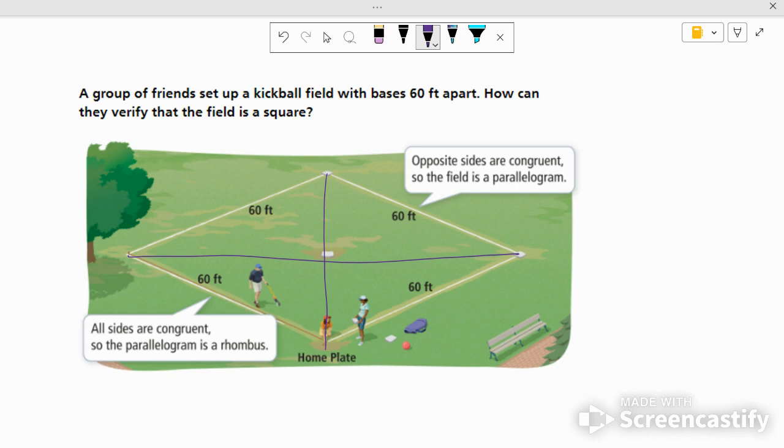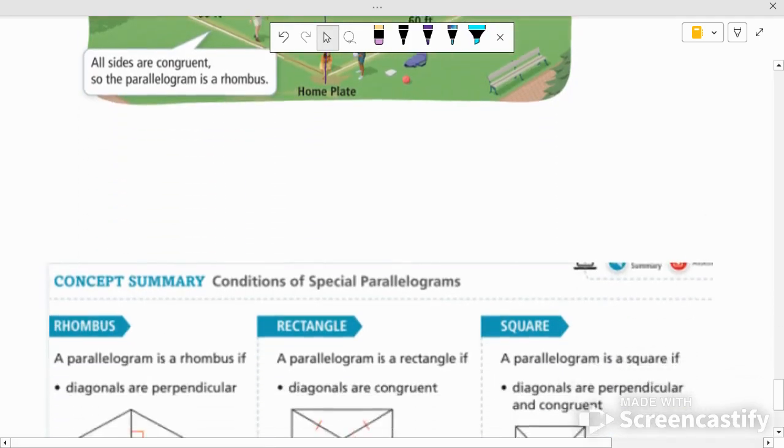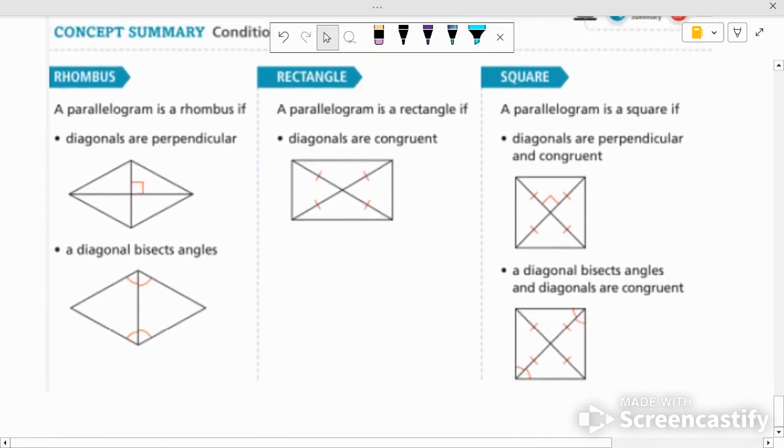Okay? So if they wanted a square, they measure the diagonals. So they measure from home to second and from first to third. If they're equal, then it's a square. Okay? So a parallelogram is a rhombus if the diagonals are perpendicular and the diagonals bisect opposite angles. A parallelogram is a rectangle if the diagonals are congruent. And the parallelogram is a square if the diagonals are perpendicular and congruent, or if the diagonals are congruent and they bisect opposite angles. Okay?